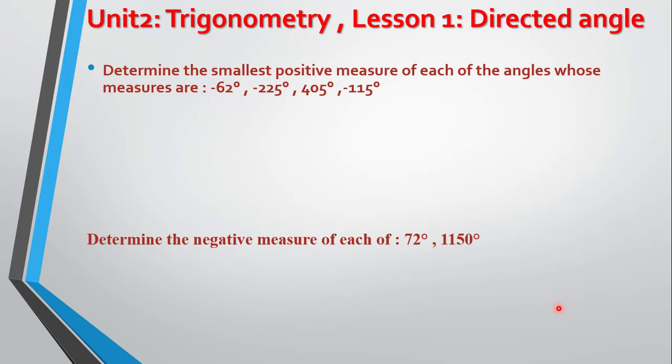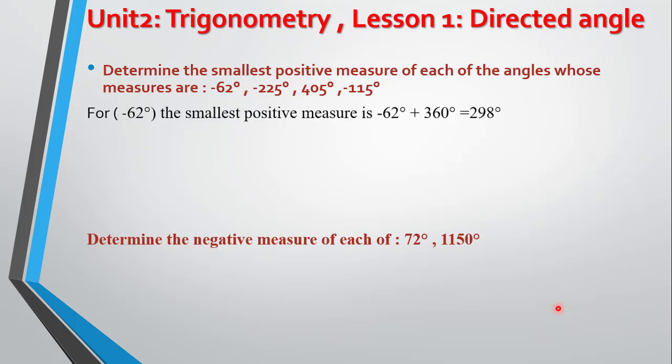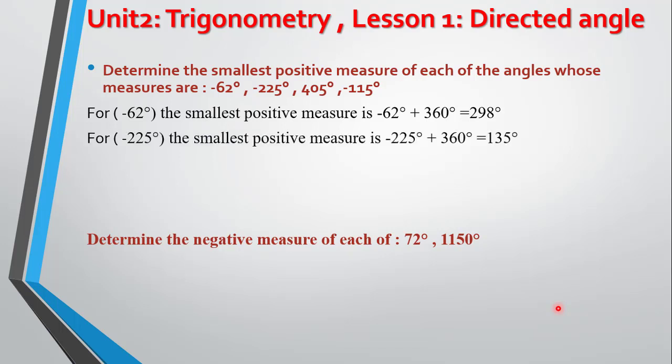Another exercise, determine the smallest positive measure of each of the angles whose measures are negative 62 degrees, negative 225, 405, and negative 115. Here, for example, negative 62. I want the smallest positive measure, so I'll add 360. If you add 360, it will be 298. This is the smallest positive measure for negative 62. Negative 225, I can add 360 also to get 135.